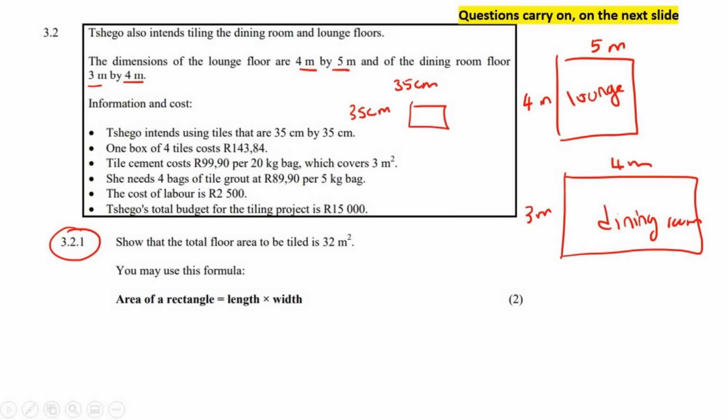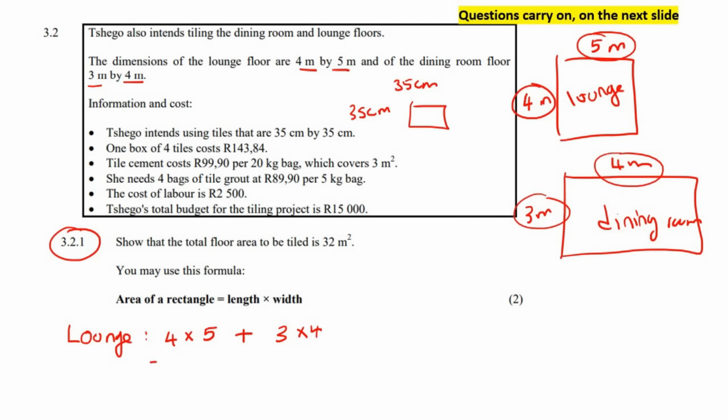So the first question says, show that the total floor area to be tiled, which is this and this, is 32 meters squared. You may use the following formula: area of a rectangle. So for the lounge, it's going to be 4 multiplied by 5, plus the dining room, which is 3 multiplied by 4. If you work that out, that's 20 plus 12, which is 32 meters squared. And that's exactly what they said here.